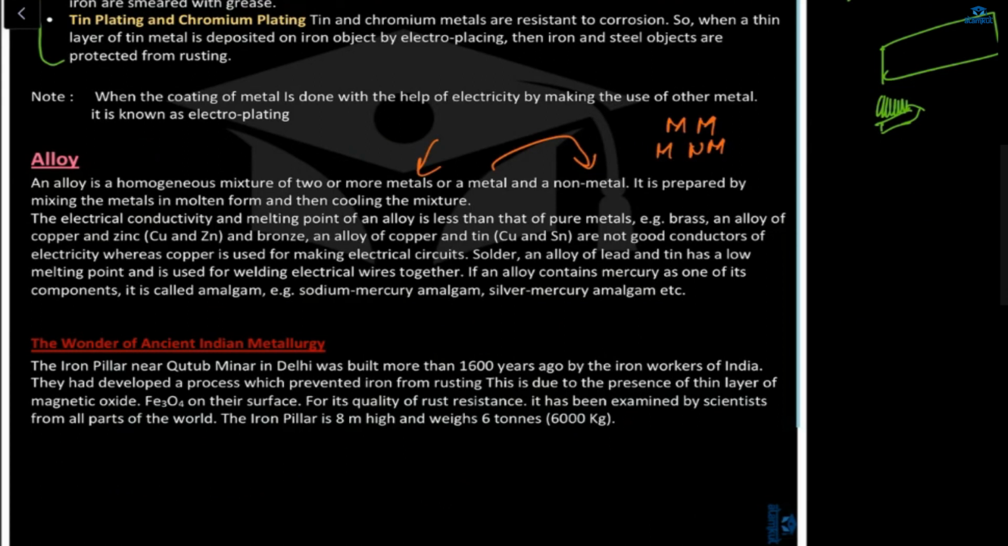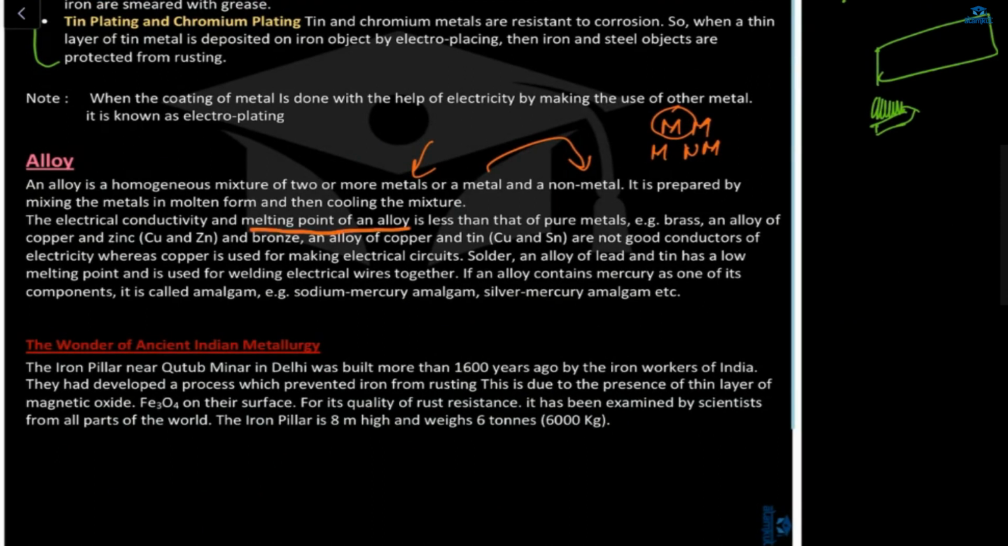And how is it prepared? It is prepared by mixing the metals in a molten form and then cooling the mixture. So it is prepared by mixing and after that cooling. The electrical conductivity and the melting point of an alloy is less than that of the pure metals.